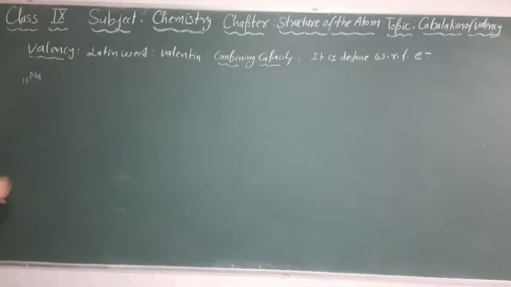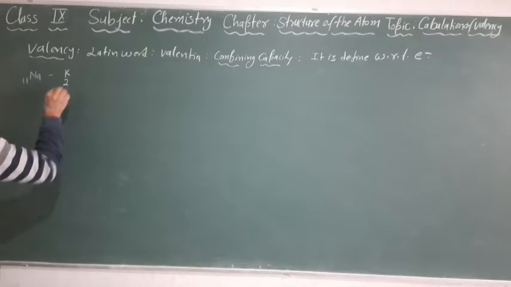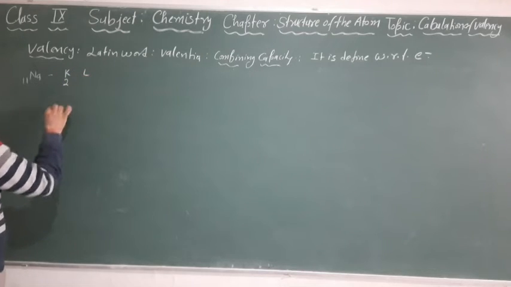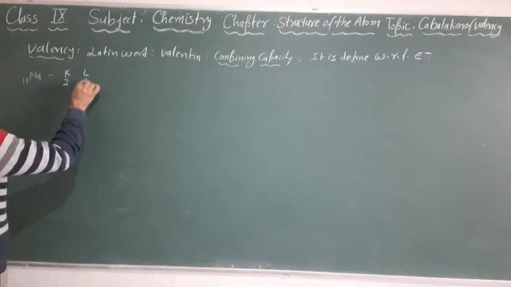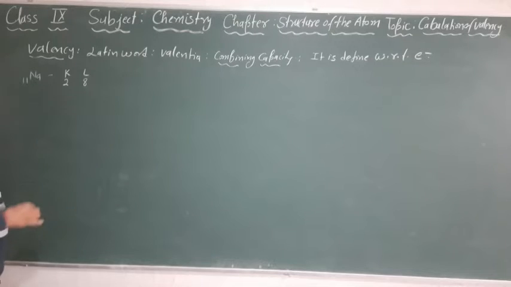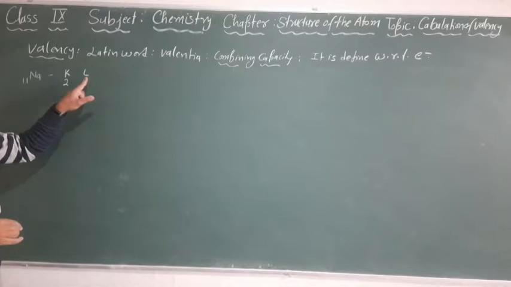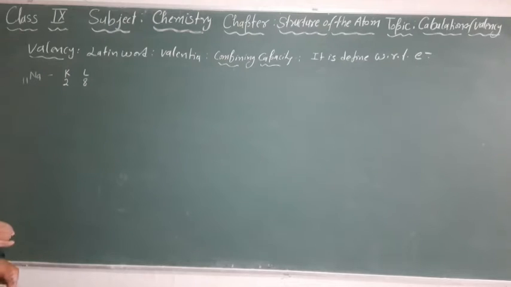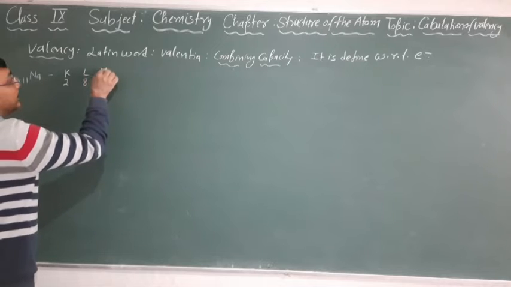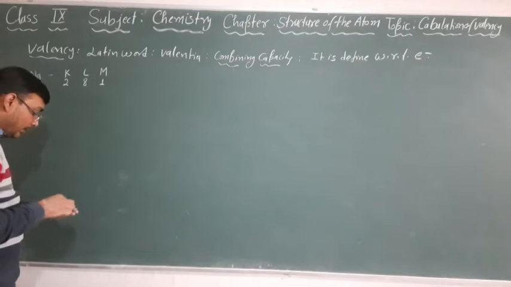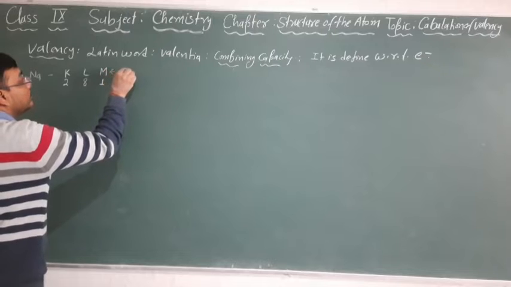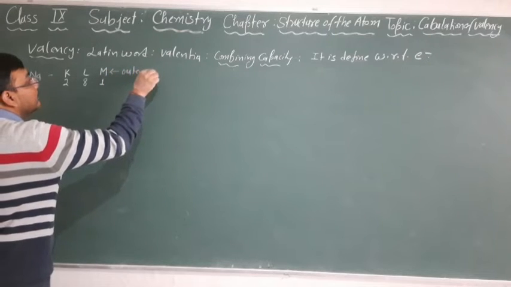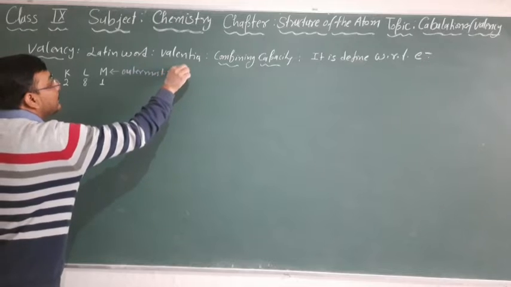Sodium 11, electronic configuration K 2 electron, then L 8. Now the L shell cannot accommodate more than 8 electrons, and L has the maximum accommodation ability of only 8, so 1 electron will go into the M shell. So now M is the outermost shell.